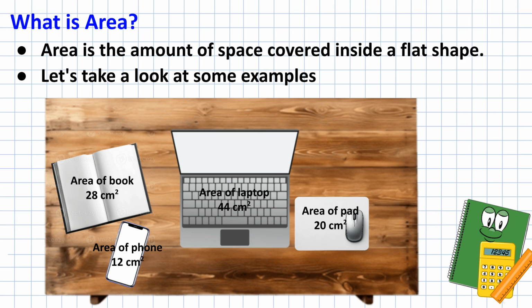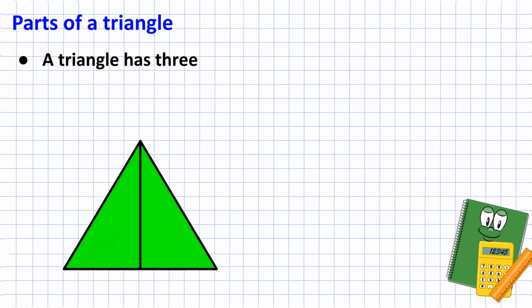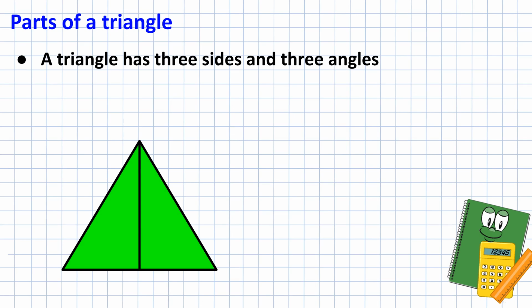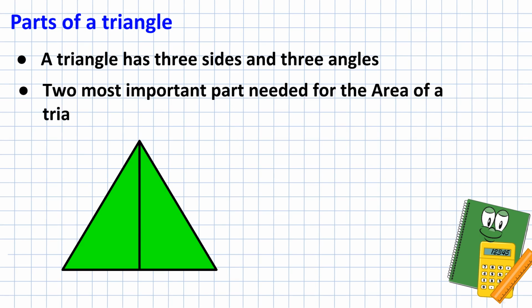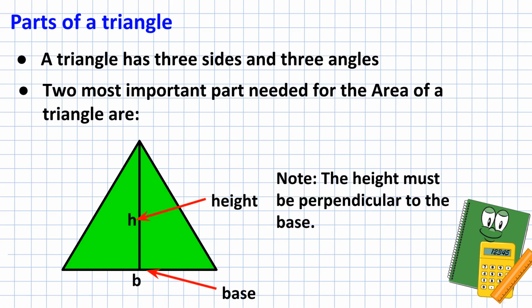Now let's take a look at the parts of a triangle. A triangle has 3 sides and 3 angles. The 2 most important parts needed to find the area of a triangle are its base and height. Note that the height must be perpendicular to the base.